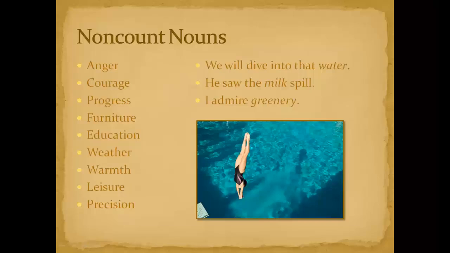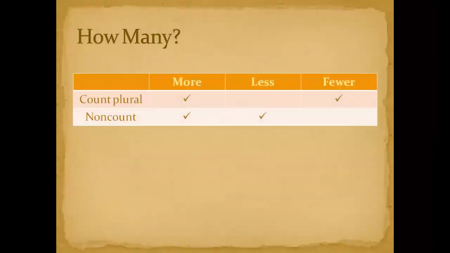Likewise, for the sentence "he saw the milk spill," someone cannot ask, "How many milks?" because milk is non-countable. Therefore, it cannot be pluralized. The same goes for the third sentence, "I admire greenery." To talk about how many things there are, English speakers use quantity words such as more, less, and fewer.